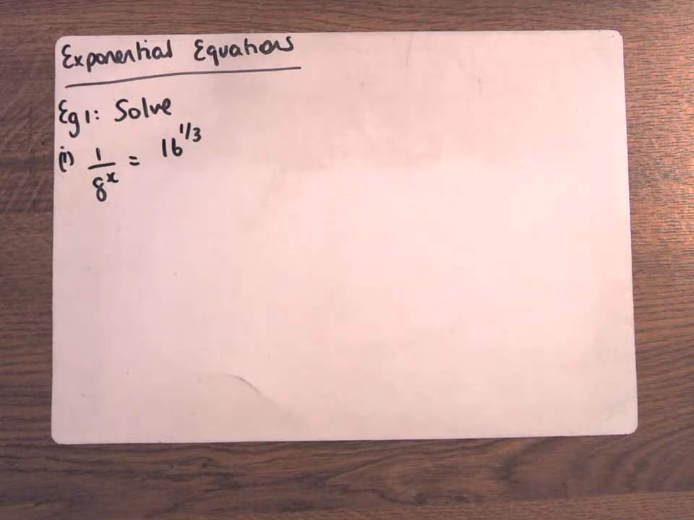Alright, so you need to know the different bases. So 2 to the power 0, 1. 2 to the power 1, 2. 2 to the power 2, 4. 2 to the power 3, 8. 2 to the power 4. So if you see 16, you're converting it to a base of 2. 2 to the power of 4.